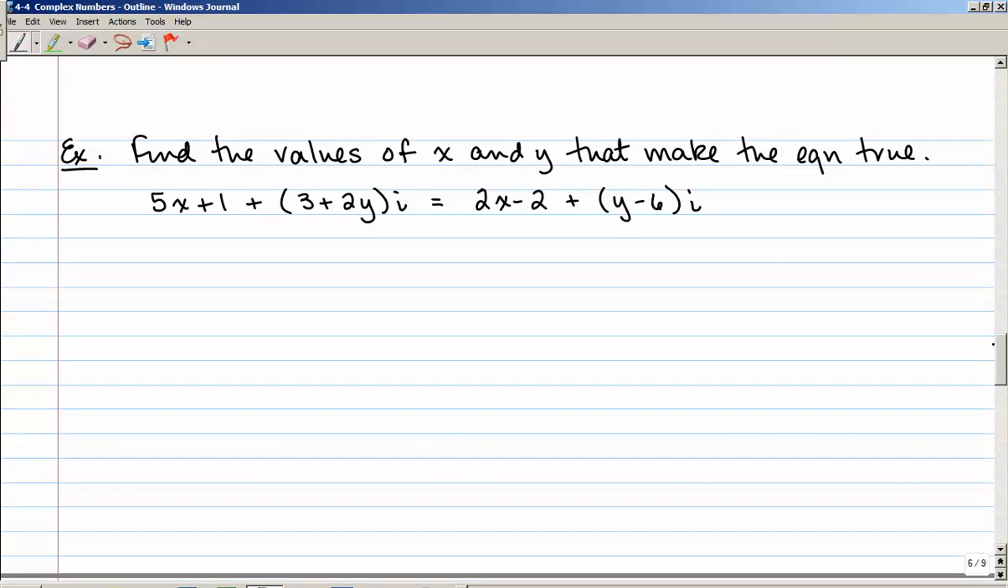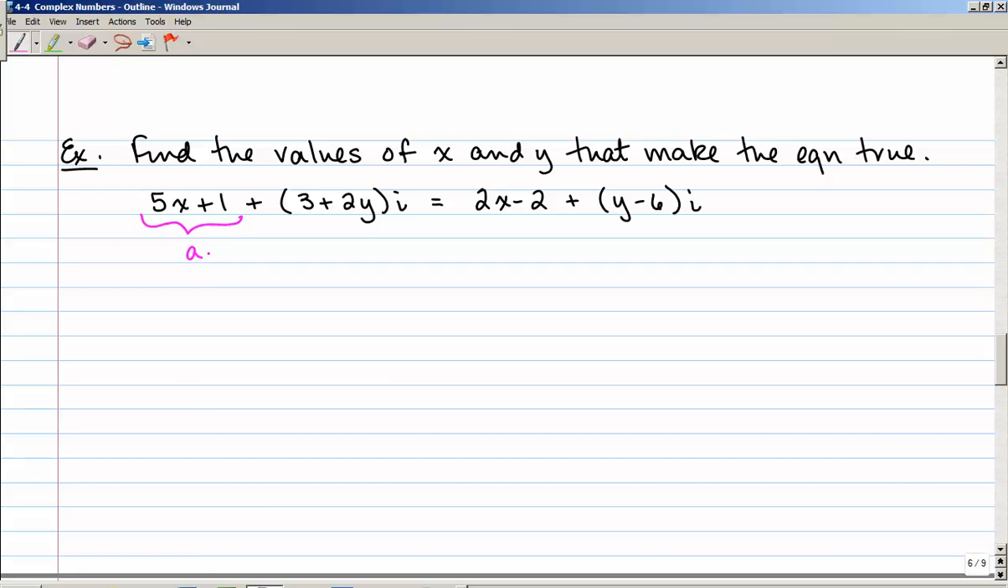So here's an equation that uses complex numbers. Find the values of x and y that make this equation true. The equation looks pretty sloppy, and it's got parentheses, and you think you might want to distribute, but don't. Let's look closely at this. Notice I have two terms here, 5x plus 1, and then I have a term in parentheses, 3 plus 2y, followed by an i. I have the same thing over here, two terms, 2x minus 2, and then stuff in parentheses, followed by an i.